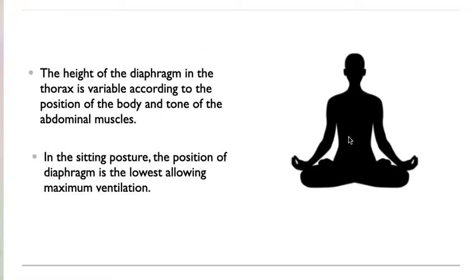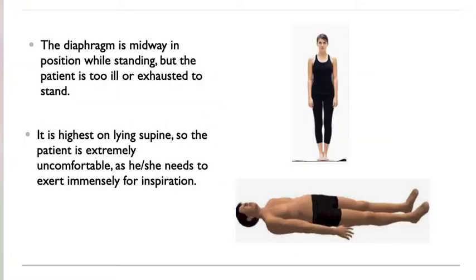Now, the height of the diaphragm in the thorax is also variable according to the position of the body and tone of the abdominal muscles. In the sitting posture, the position of the diaphragm is lowest, allowing maximum ventilation. The diaphragm is midway in position while standing, right? And it is highest in lying down position, so that the patient is extremely uncomfortable and he may need to exert immensely for inspiration.